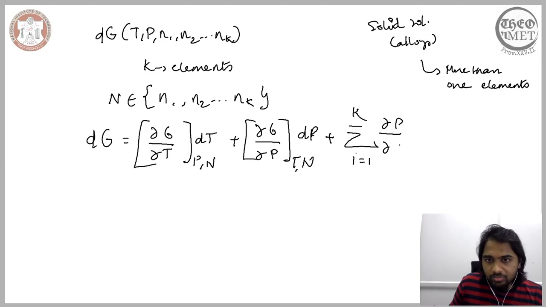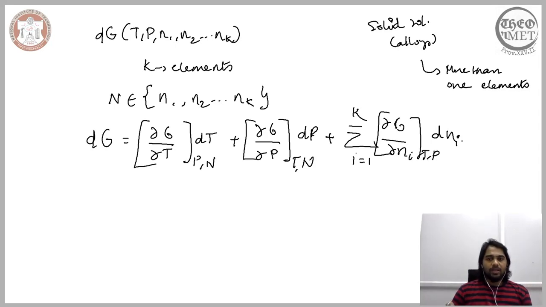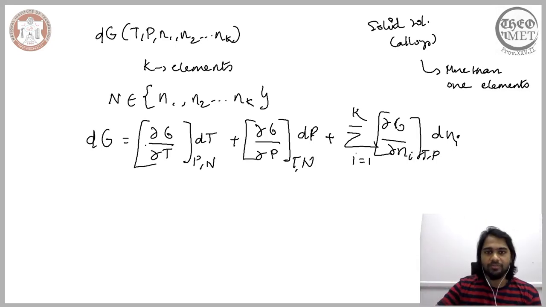with respect to the change in the components when temperature and pressure are constant. So now what we essentially have is, we are able to express the change in the Gibbs free energy when there is a change in the state of the system that includes k number of elements in it.